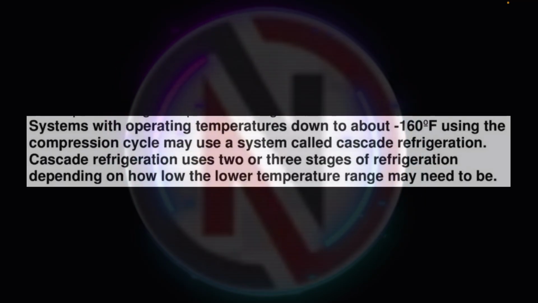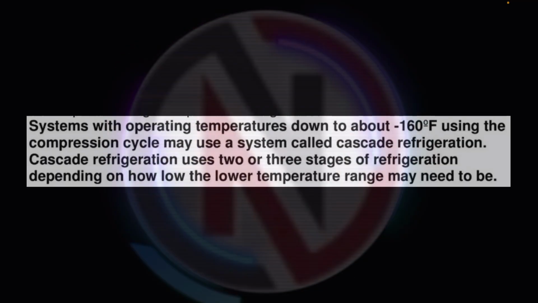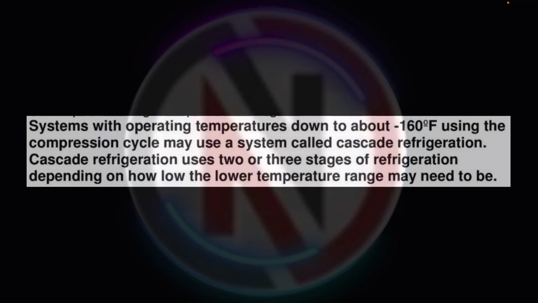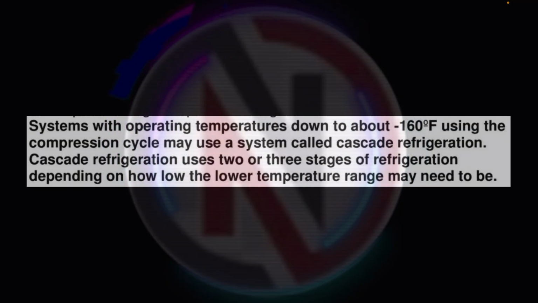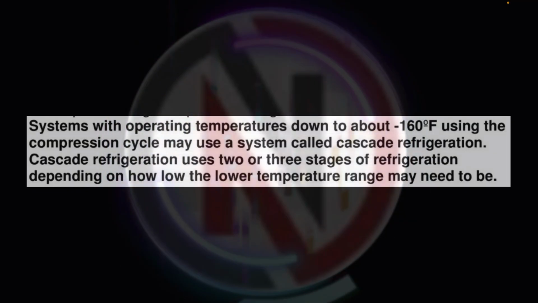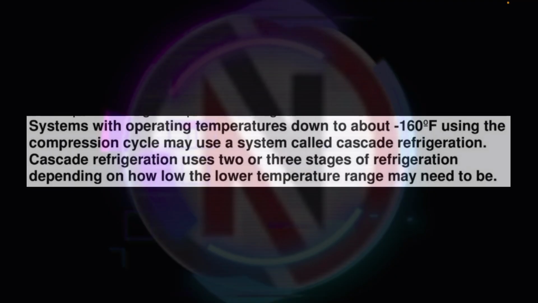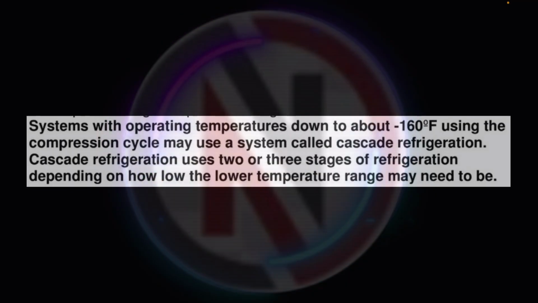Systems with operating temperatures down to about -160 degrees Fahrenheit, using the compression cycle, may use a system called cascade refrigeration. Cascade refrigeration uses two or three stages of refrigeration depending on how low the lower temperature range may need to be.